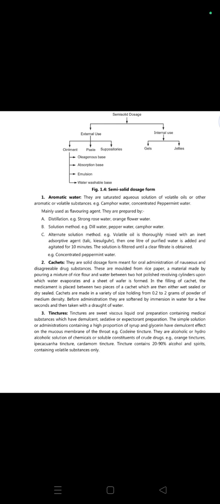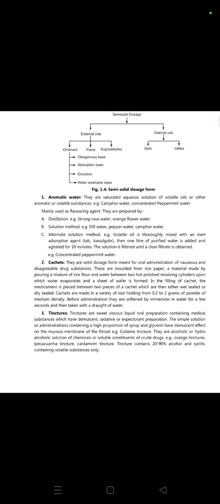Then alternate solution method: volatile oil is thoroughly mixed with an inert adsorptive agent, for example talc. Then 1 liter of purified water is added and agitated for 10 minutes. The solution is filtered until a clear filtrate is obtained. For example, concentrated peppermint water.